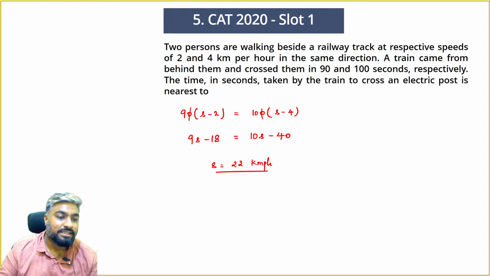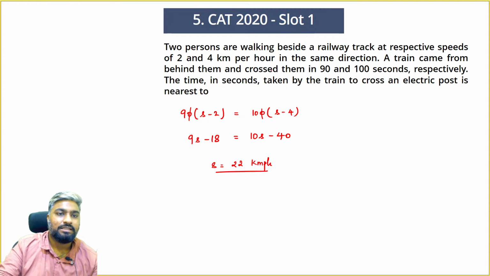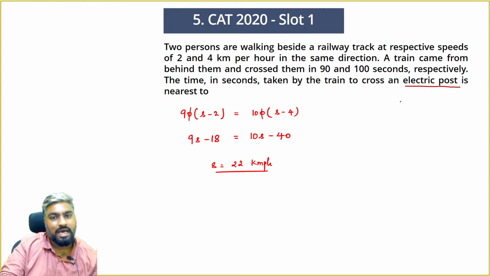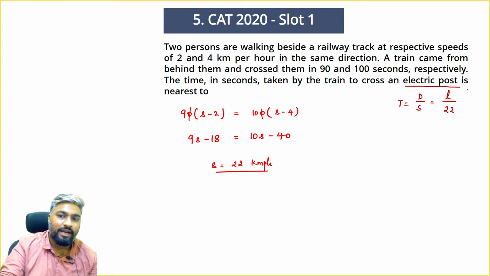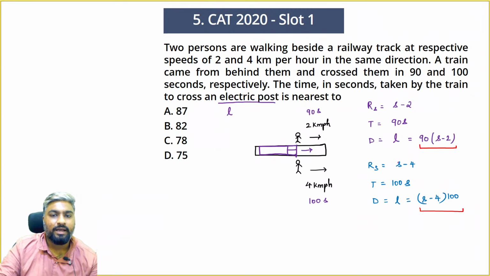To find out this answer, the question asked the time taken for a train to cross an electric post. Time will be what? Distance by speed. Distance is the length of the train. Speed we found out is 22. So L is what we need to find out. Length of the train is what we need to find out. Make sense? What is the length of the train, guys? Go ahead, look at this. Solve any one of these, you will have the length of the train, correct?